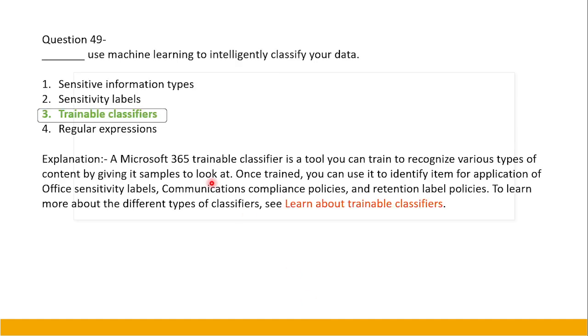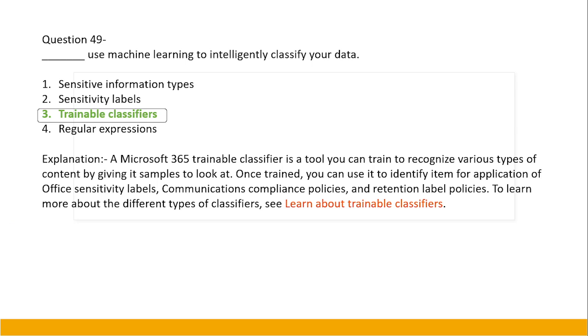Question number 49. Blank uses machine learning to intelligently classify your data. First option, sensitive information types. Sensitivity label is the second option. Third option, trainable classifier. Option number 4, regular expression. The correct option here is option number 3, trainable classifier, because it's a tool you can train to recognize various types of content by giving it samples to look at. Okay, once trained, you can use it to identify items for application of Office sensitivity labels.